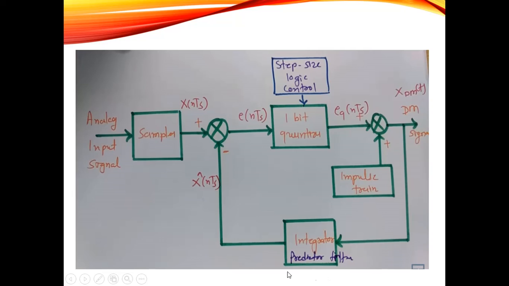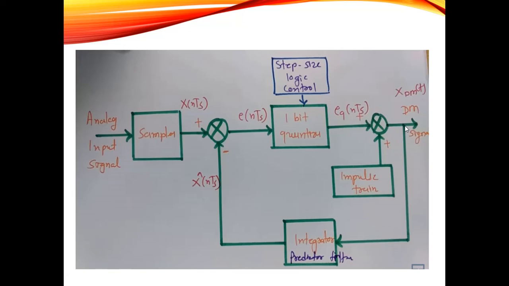Now, the second important block is the integrator and predictor circuitry. The output of the integrator and predictor circuitry is x cap (nTs). They get compared by this block and it produces the output e(nTs). A 1-bit quantizer is applied to e(nTs). The output of this, the quantization error e(nTs), is applied to the multiplier block with one of the most important inputs, that is an impulse train delta T. By the application of these two, it produces the output.